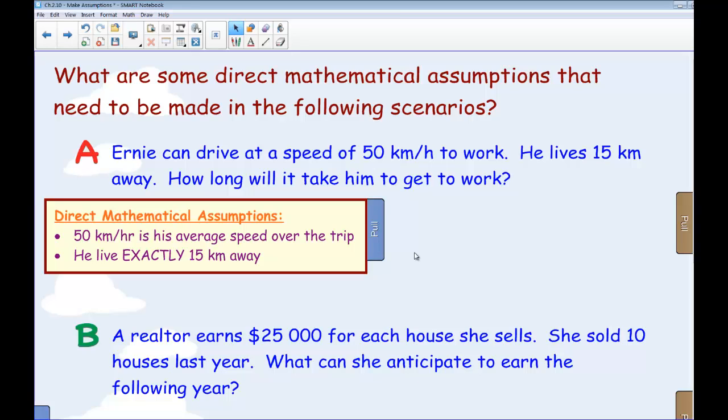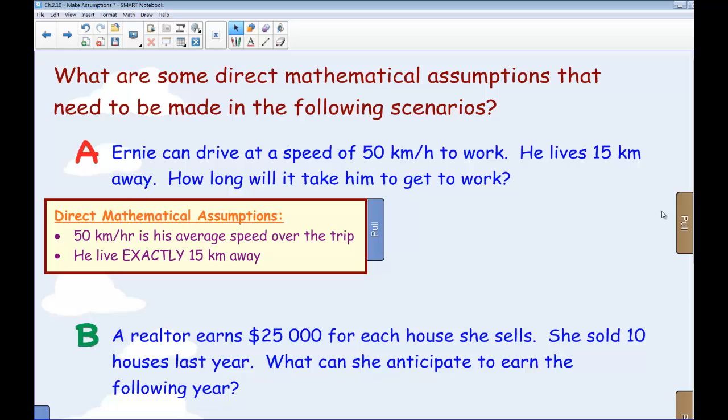The second assumption that I made was that he lives exactly 15 kilometers away and not 15.1 kilometers or 15.2 kilometers or something like that. So in terms of our calculation, it's an exact value of 15 kilometers away. That's going to be very important.